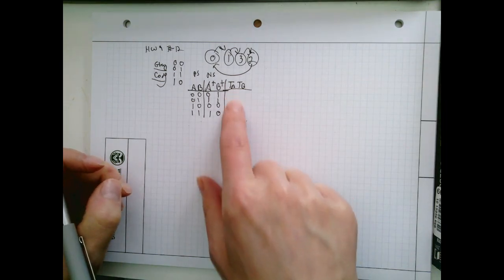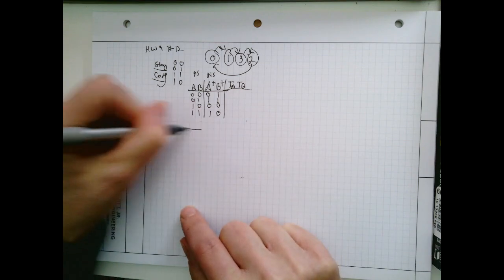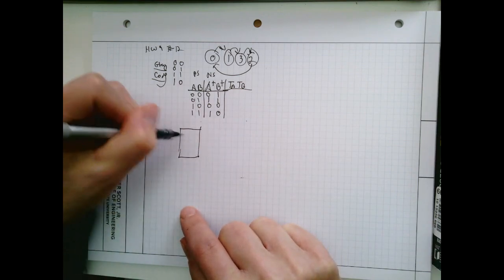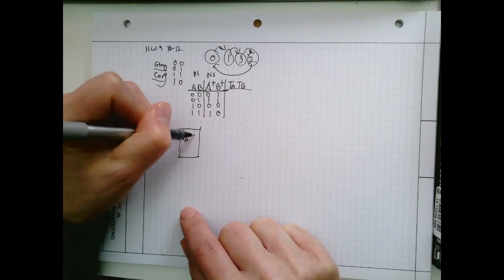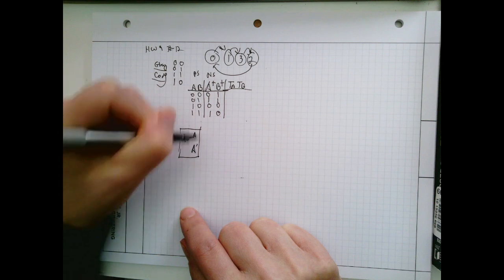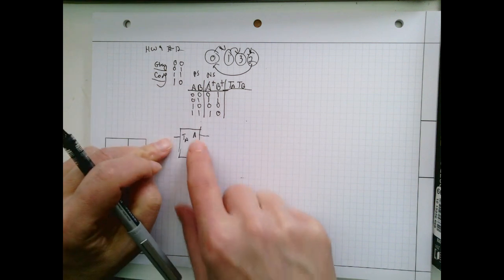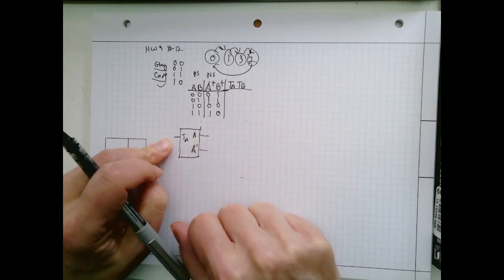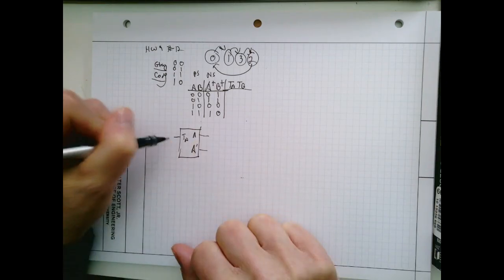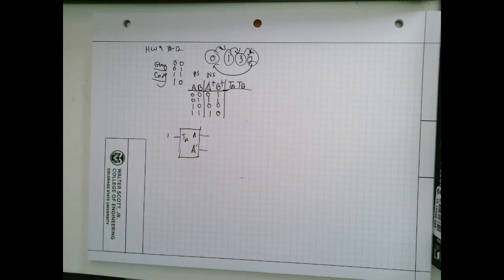So how do toggle flip-flops work? Here's a toggle flip-flop. I'll draw one. Here's T sub A. Output is A and A prime. You put in a 1, and what happens to the toggle flip-flop? Suppose I put a 1 in here. And now what does the toggle flip-flop do?